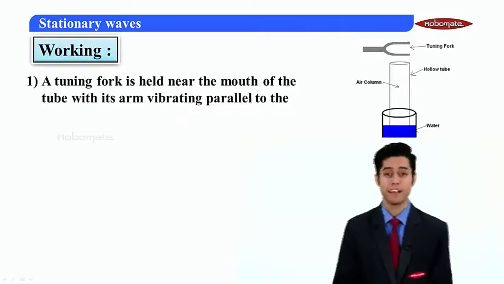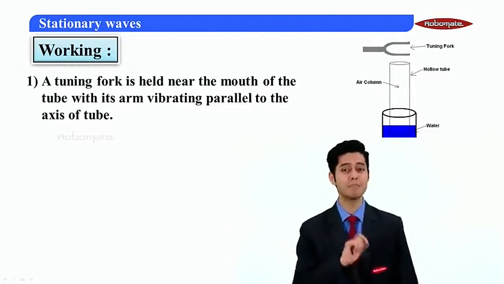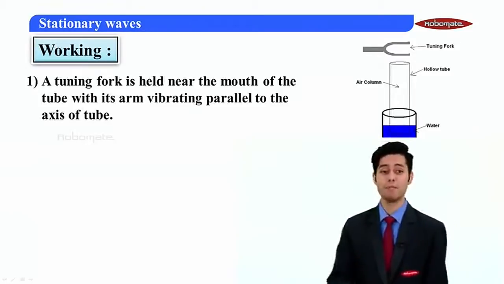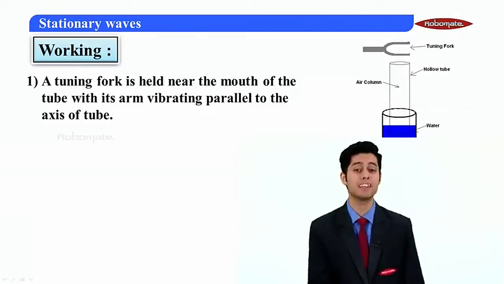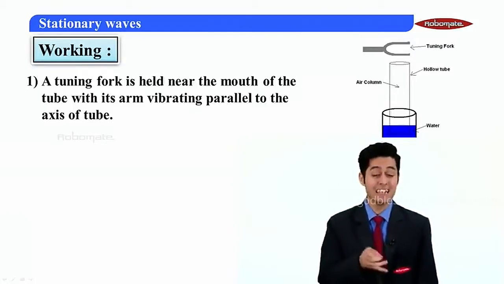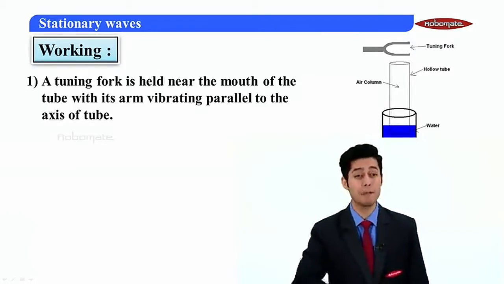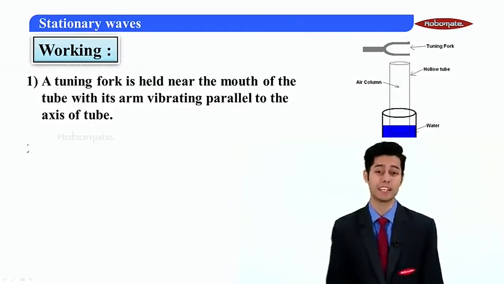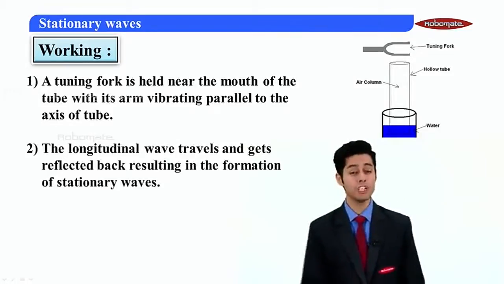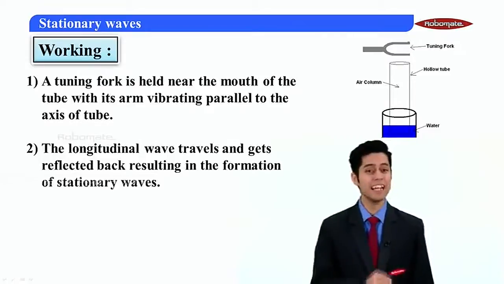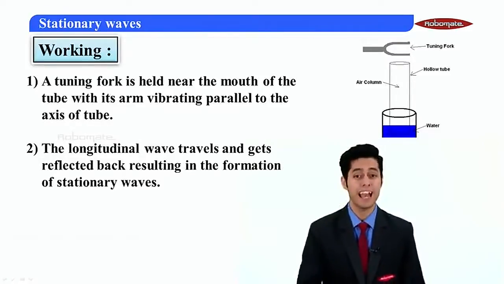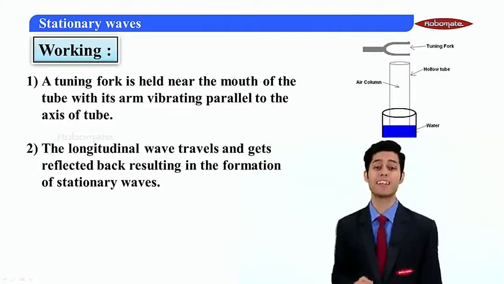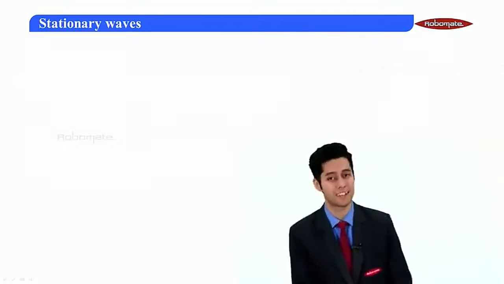Now a tuning fork is held near the mouth of the tube with its arm vibrating parallel to the axis of the tube, and it has to be maintained in this particular position only. It need not be deviated because it might result in some error during the experiment. Also, the longitudinal waves travel inside the air column, get reflected from the surface, and this reflection results in the formation of stationary waves.